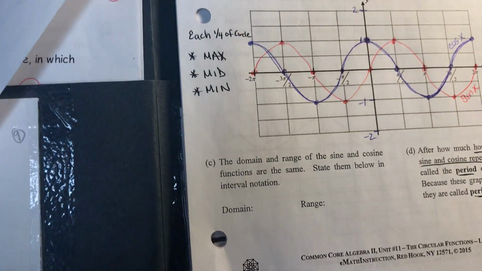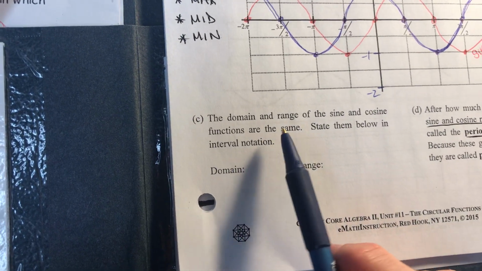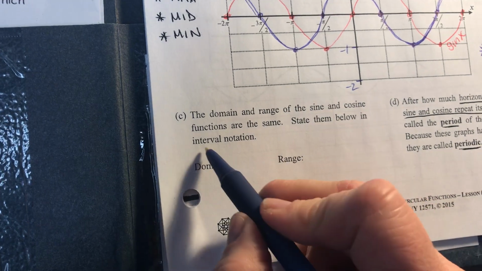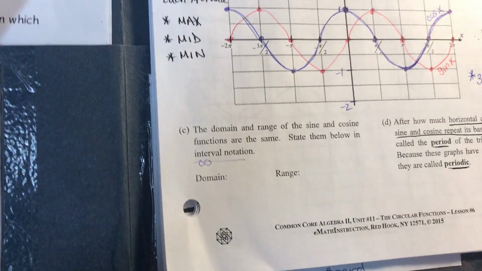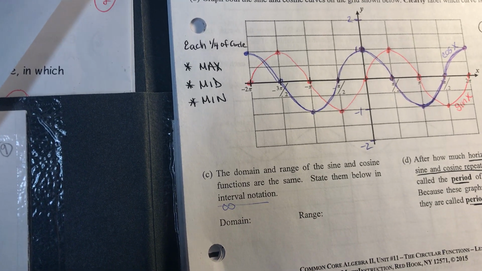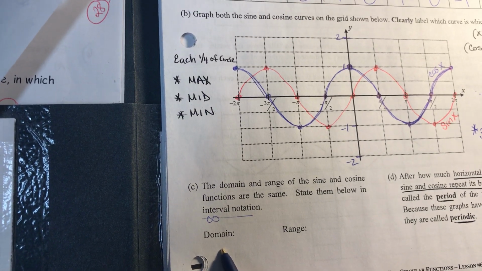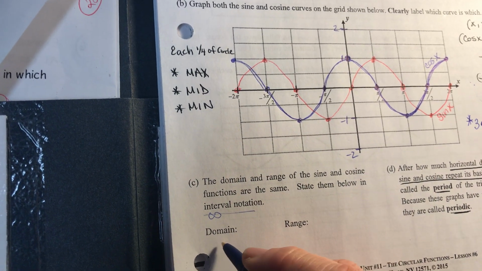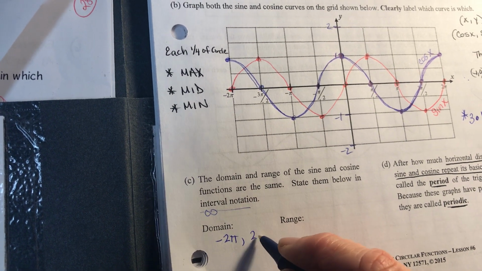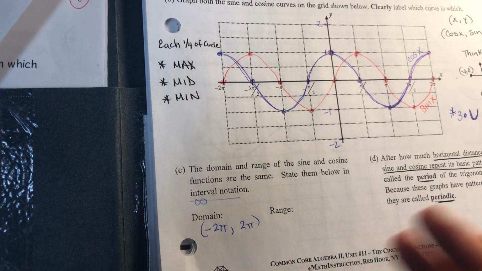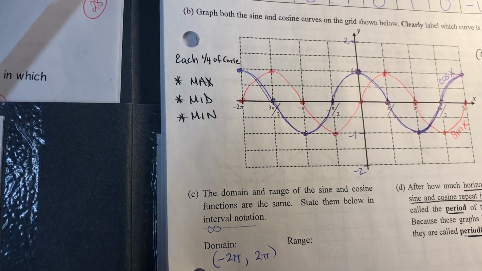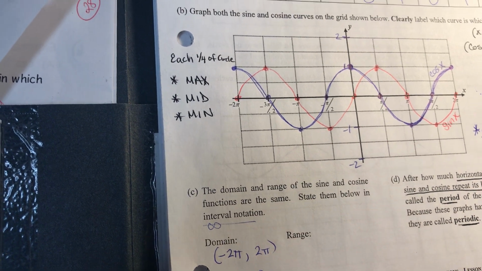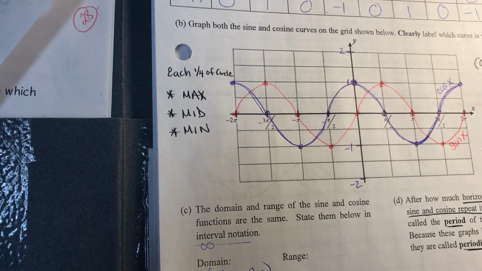Okay? So the domain and range. The domain and range of sine and cosine functions are the same. State them below in interval notation. Interval notation includes the infinity symbol. Okay? So if you notice, the domain is your x values. It's going from negative 2 pi to 2 pi. It goes on forever on each side, so it's really negative infinity to positive infinity. But in this particular graph, it is stopped at those points.